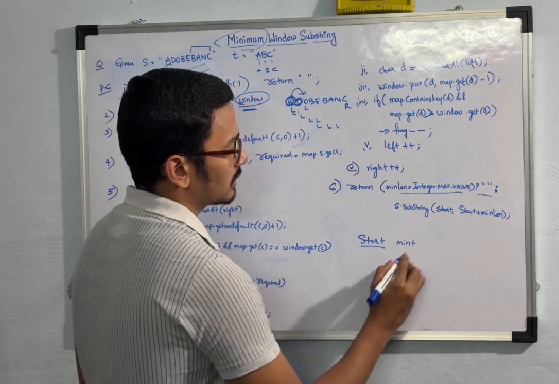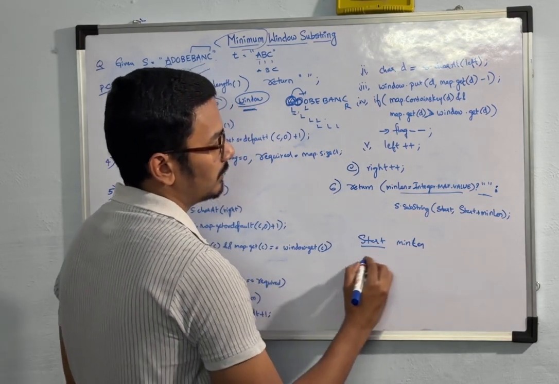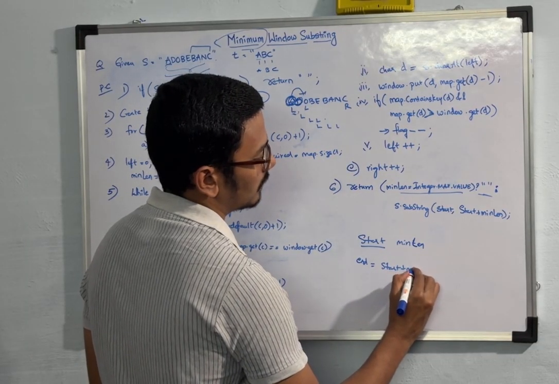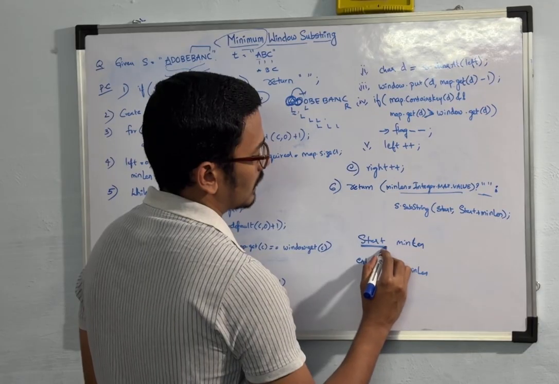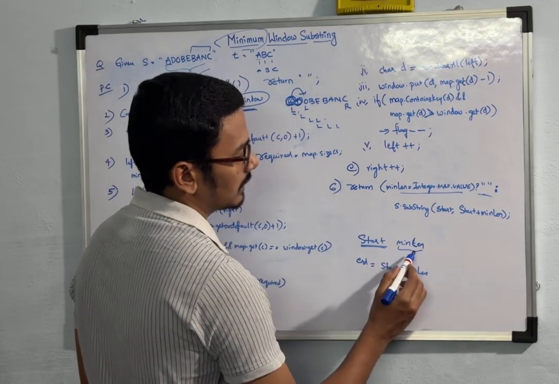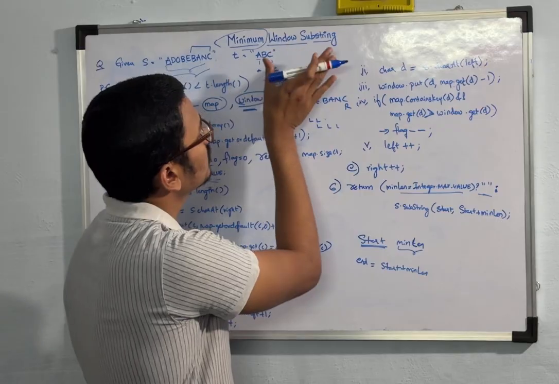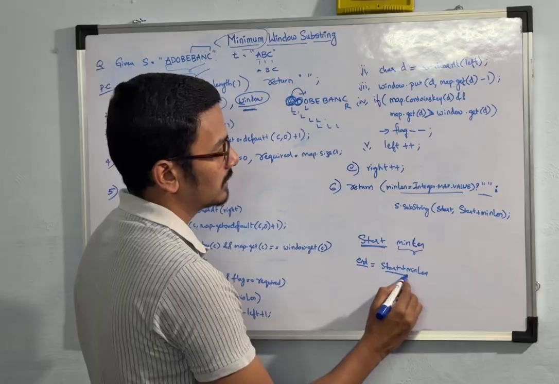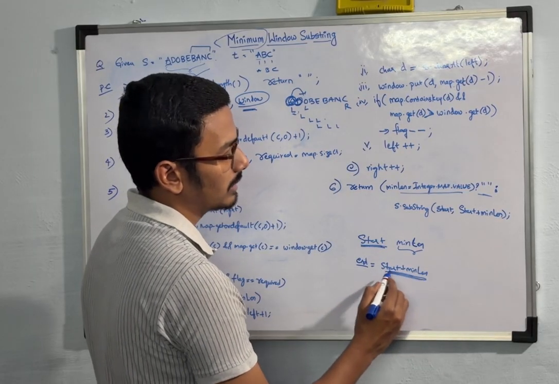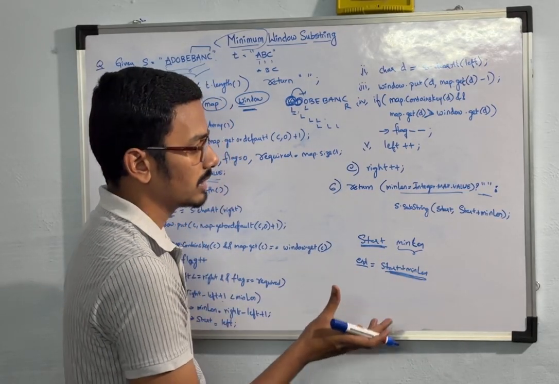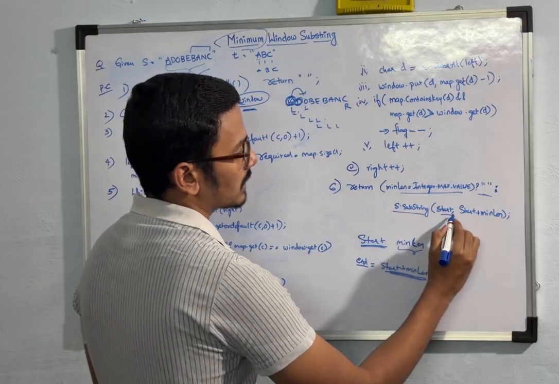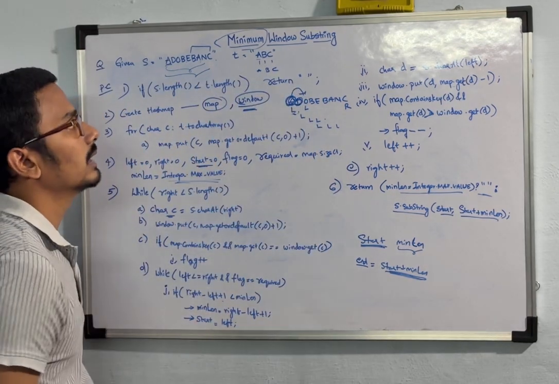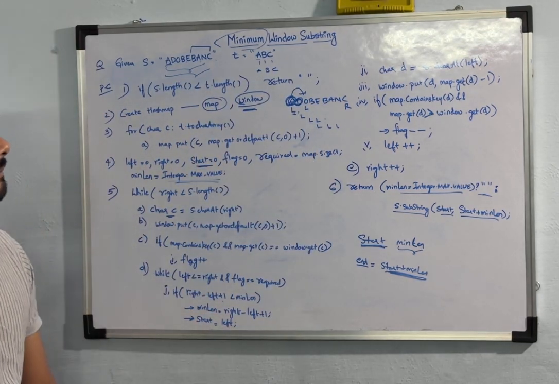So start will be this, end will be start plus min length, because start is this and the minimum length is the length of the minimum window substring. I get the end by using both the boundaries, both the indexes which define the range. s dot substring of start comma end, where end is nothing but start plus min length. So this is the entire solution of minimum window substring.